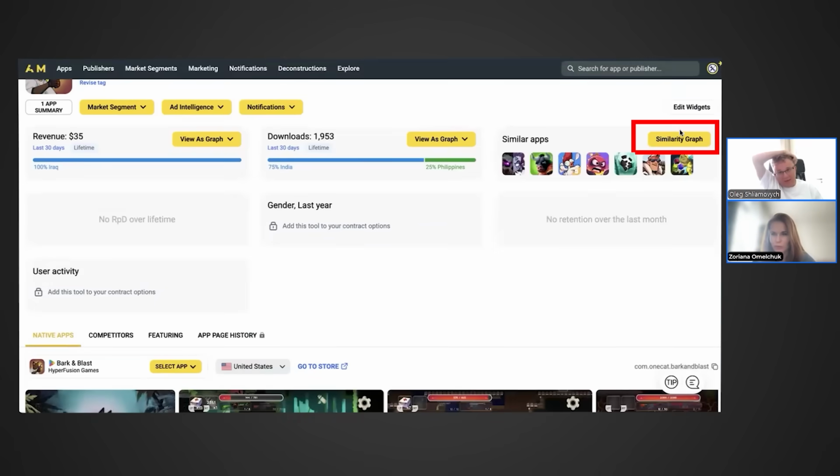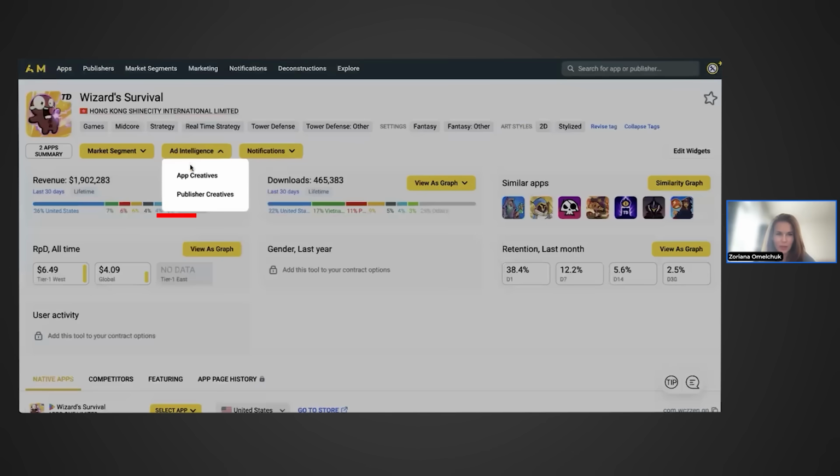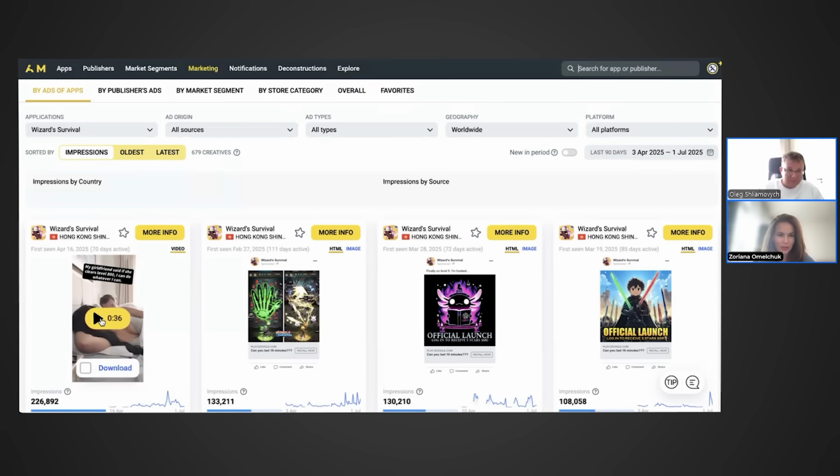Here's the similarity graph, right? On this graph we can see something quite similar to this game. And number 2. And we can check out the creatives. Wow. Let's take a look at this one now.